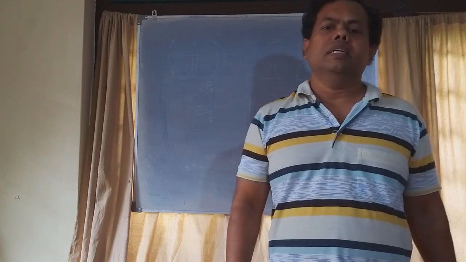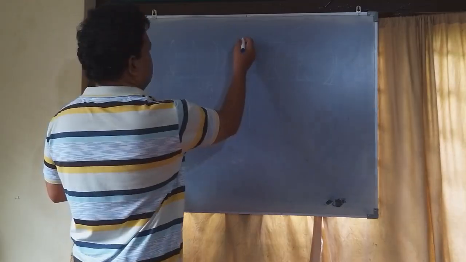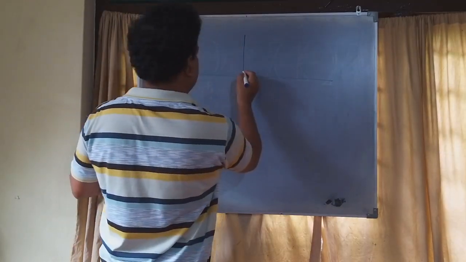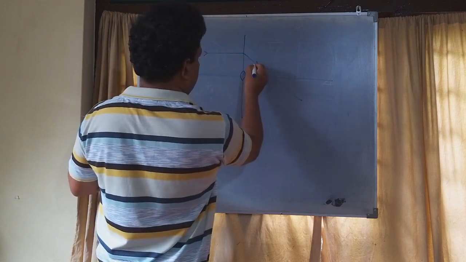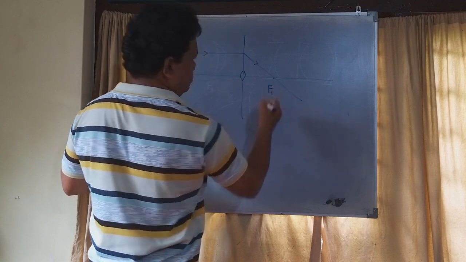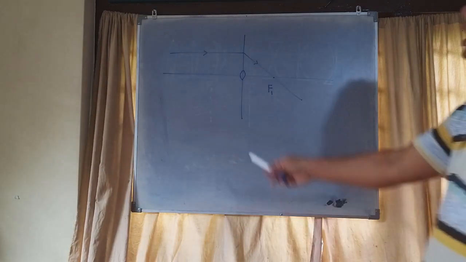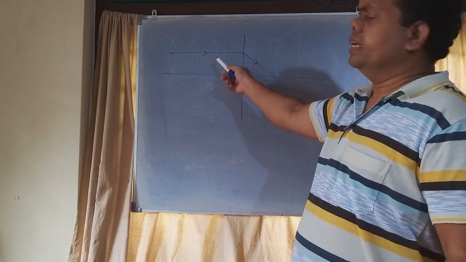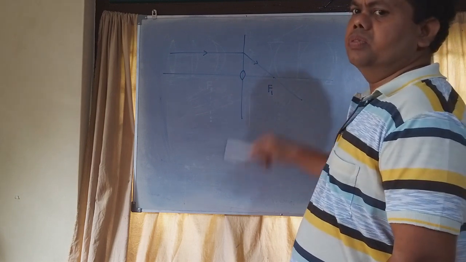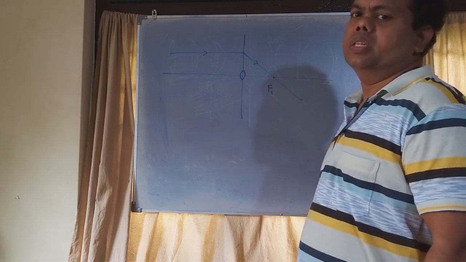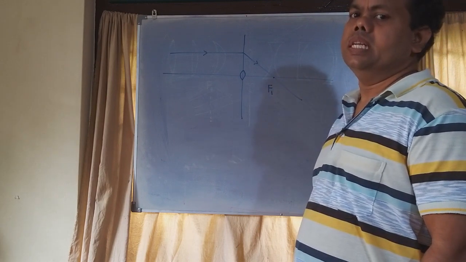Now let's see refraction through a convex lens. A light ray incident parallel to the main axis converges to a point on the main axis on the other side of the lens, and that point is called the primary focus of the lens.